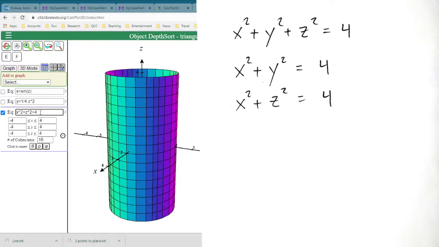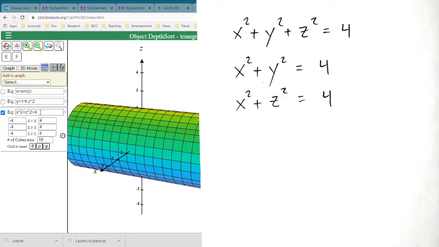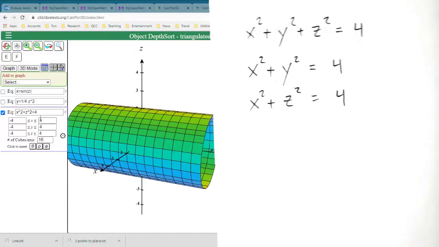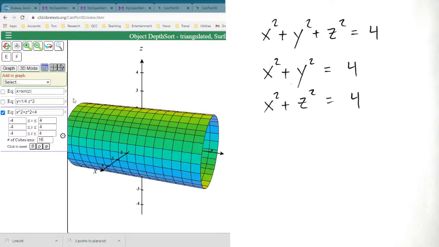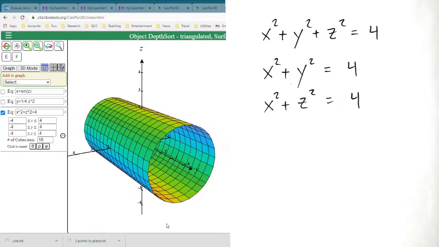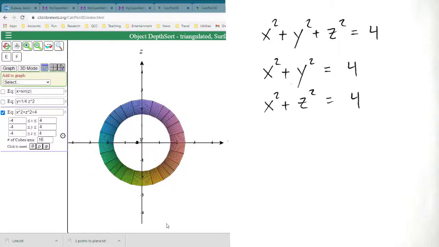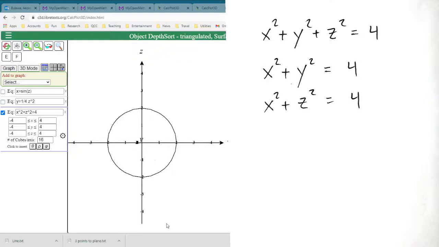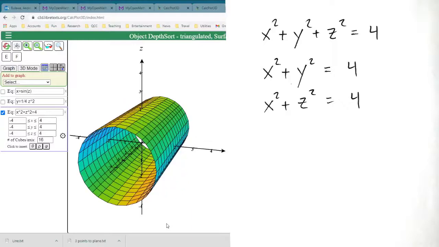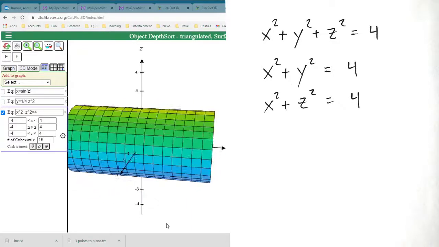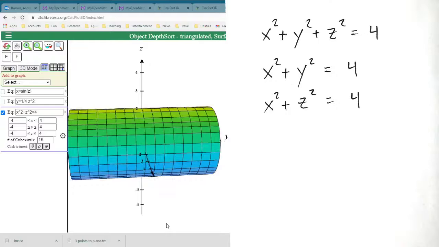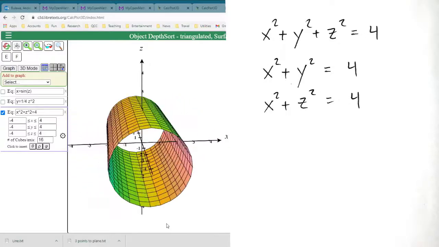But y is not specified. So it should be the same thing but extended in the y direction. And that's exactly what we're seeing here. Notice it is again a cylinder. Let me spin it around a little bit so we can see it better. If I look directly down the y-axis, turn off perspective, that's what I see. It is the circle that we thought it would be, right? But because y isn't specified in this equation, it extends infinitely in the y direction, right?